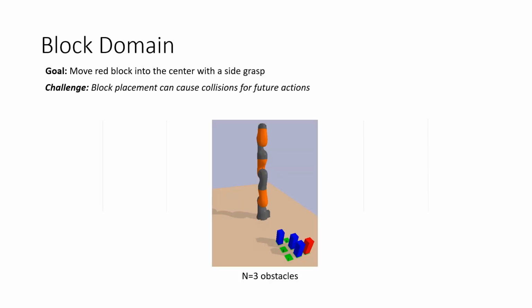This is the block domain, which is adapted from IDTamp. The goal is to move the red block into the center with only a side grasp. Here we show an example with 3 blue obstacles.